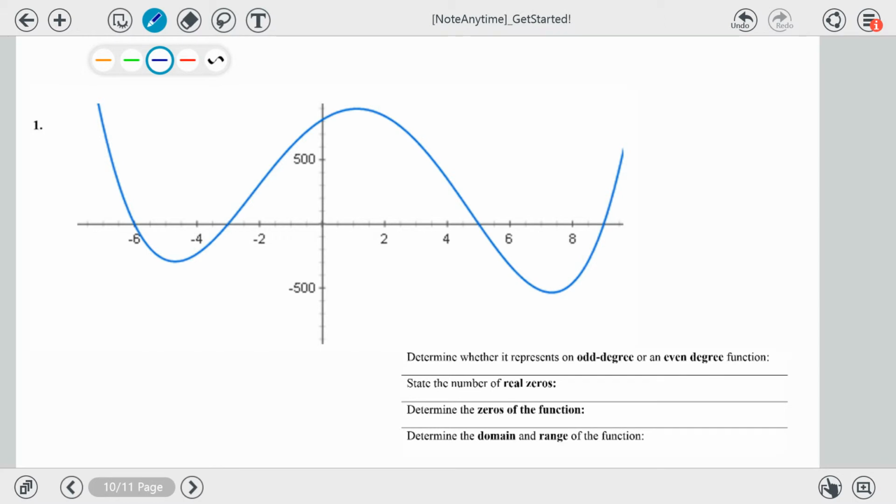Alright, this should be your second video. Now we're going to determine, we're still on number 1, whether or not this function is an odd degree or an even degree function.